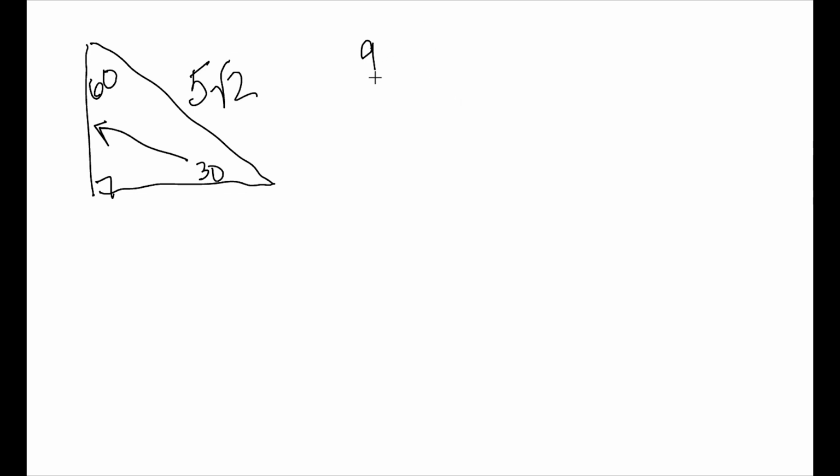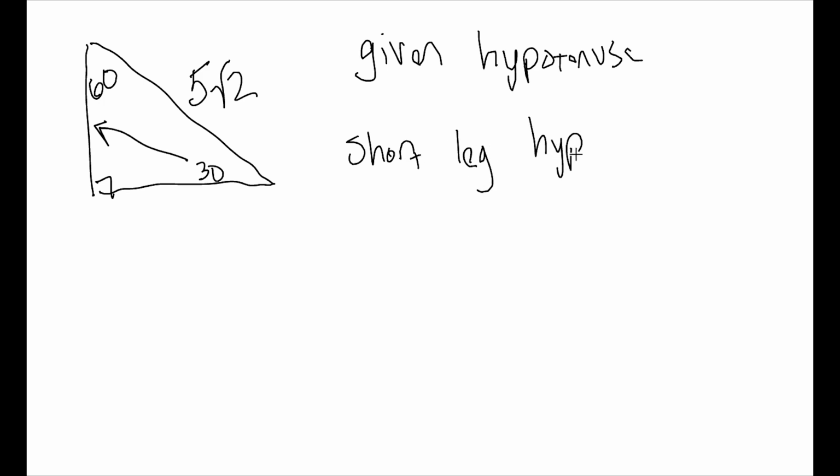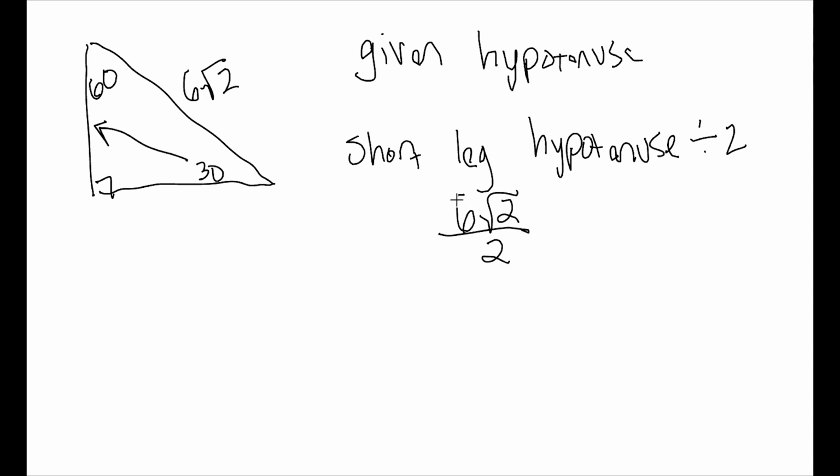So the first step is still the same. To find the short leg, we'd take the hypotenuse and divide it by 2. 5 root 2 divided by 2. Actually, let's change this to an even number. If it was 6 radical 2, then my short leg would be 6 root 2 over 2. Simplify here, and the short leg is 3 radical 2. And that has to go across from the 30.